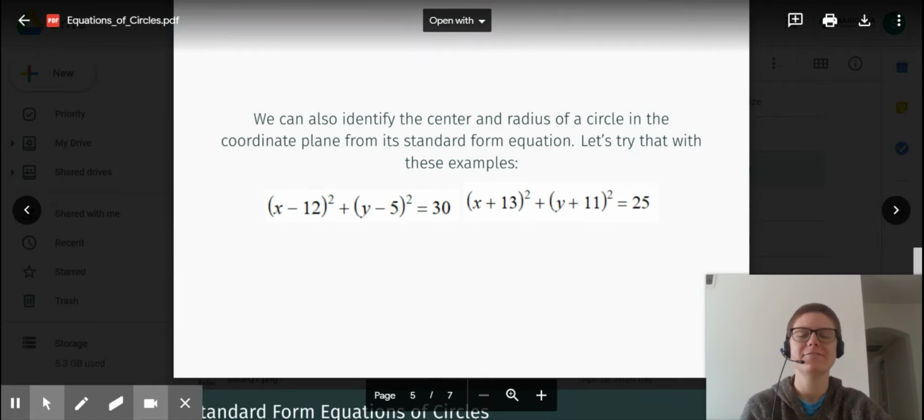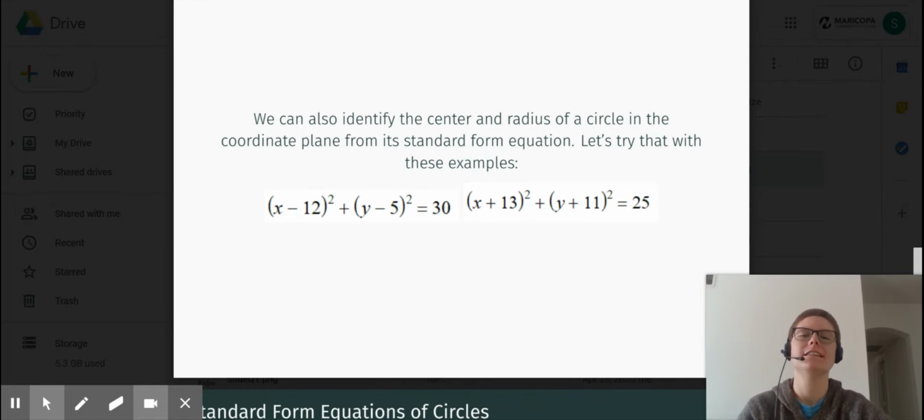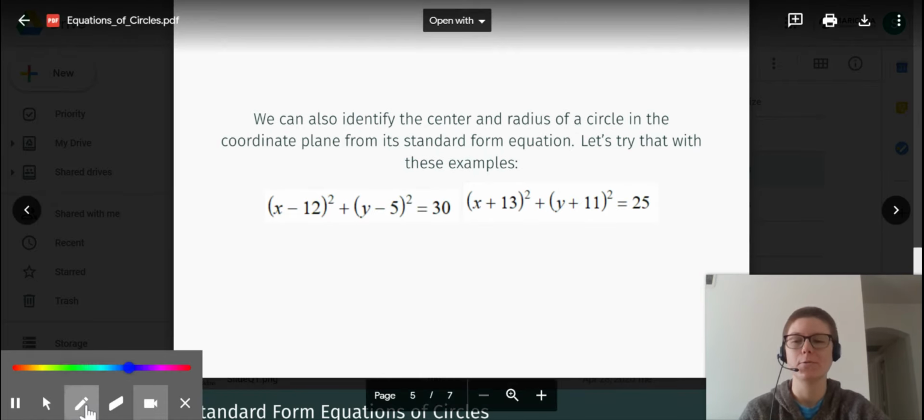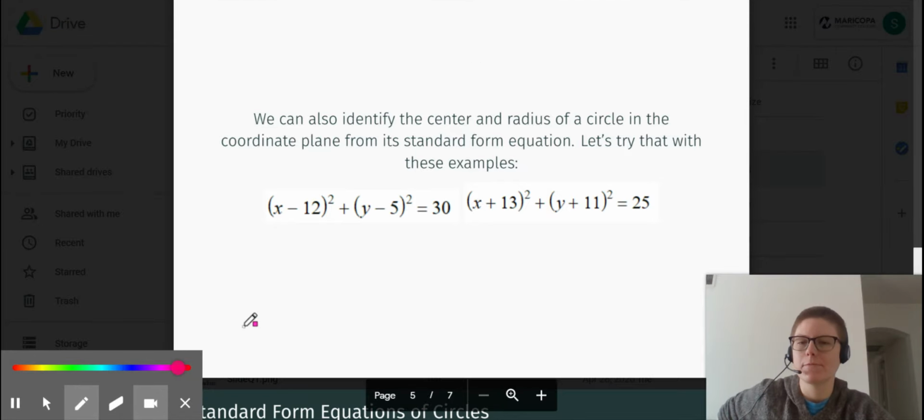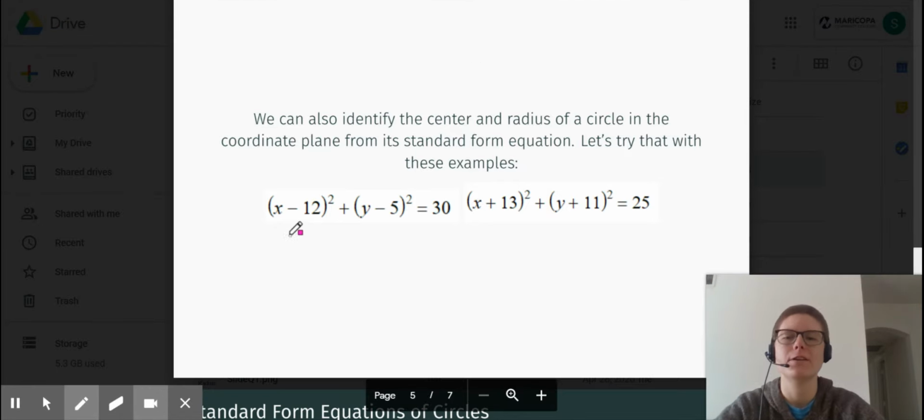We can also identify the center and radius of a circle in the coordinate plane from its standard form equation. So our next type of problem, we're going to look at this and say, okay, our center, it's x minus h. So since it's x minus 12, our h is just 12.